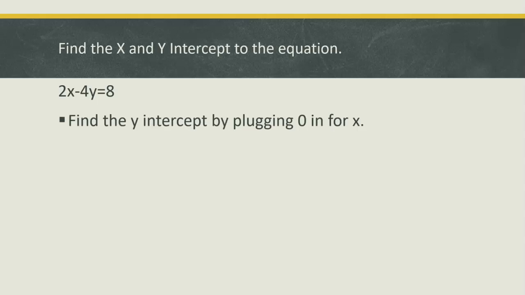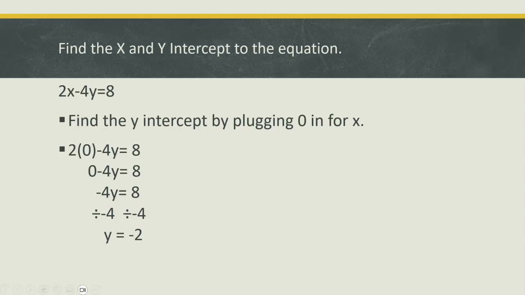We can do this again for our y-intercept. So to find the y-intercept, we'll plug in 0 for x instead of y. So we have 2 times 0 minus 4y equals 8. So 0 minus 4y equals 8. And to solve for y, we'll divide by 4, and we find that y equals negative 2. Our y-intercept is 0, negative 2.